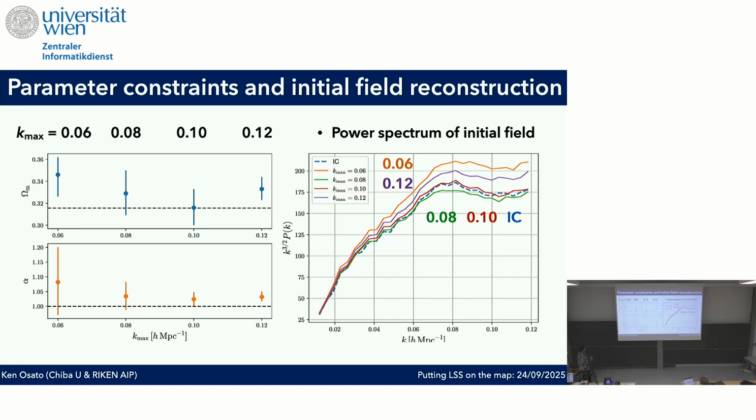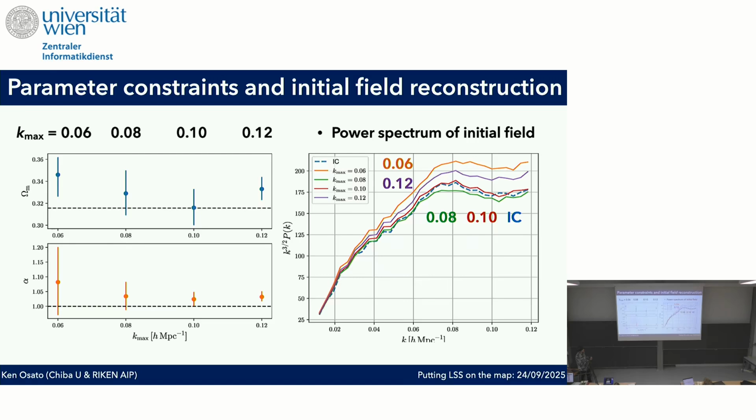This is the constraint on omega matter and alpha with different Kmax, 0.06 or 0.12. The black dashed line is the ground truth value, which I showed in the previous slide. The constraint shrinks, but is somewhat biased, even for Kmax 0.06. The right one is the power spectrum of the reconstructed initial density field. This is actually the maximum a posteriori initial density field. The blue dashed line is the ground truth input initial condition power spectrum.